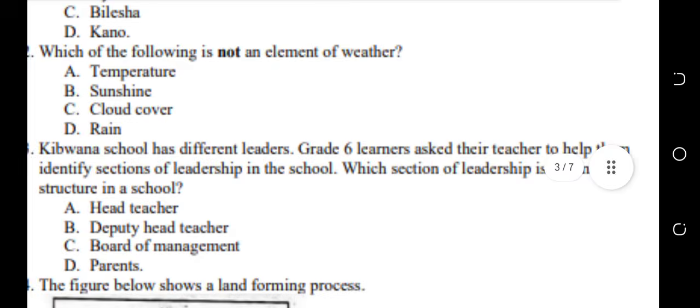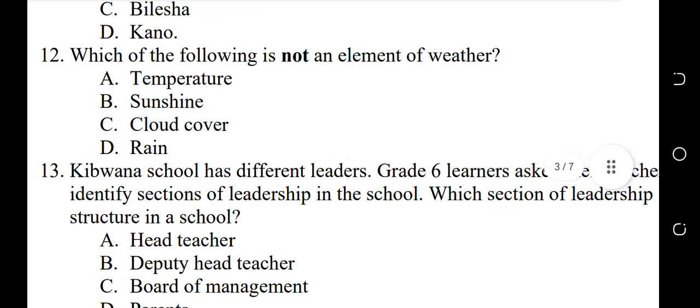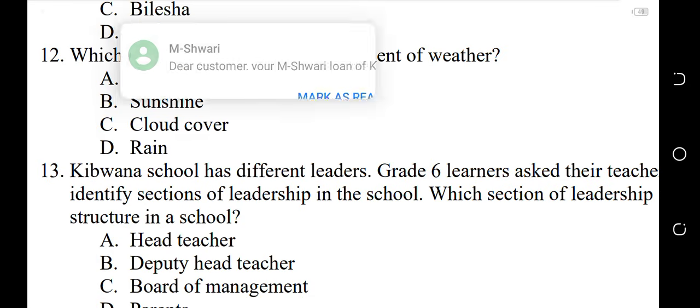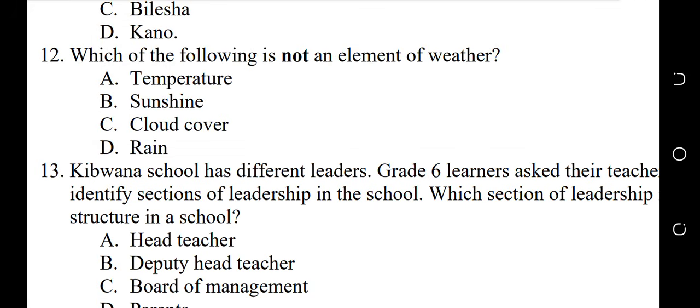Number 12. Which of the following is not an element of weather? A very good question which can be tested in KPSEA. And remember, this is an analysis of the most tested questions which might be brought in KPSEA, coming maybe roughly 2 weeks from now. Temperature is an element of weather. Sunshine is an element of weather. Cloud cover is an element of weather. But rain is not an element of weather. So it is D.